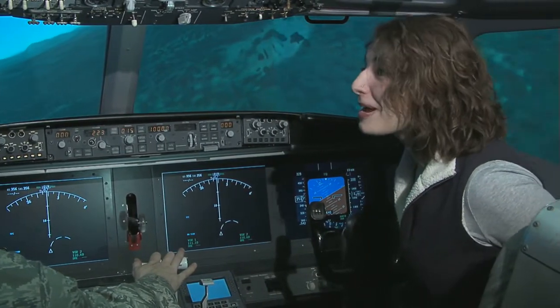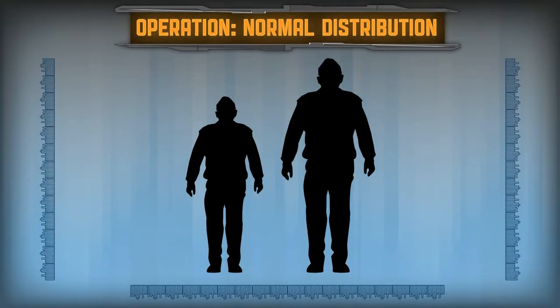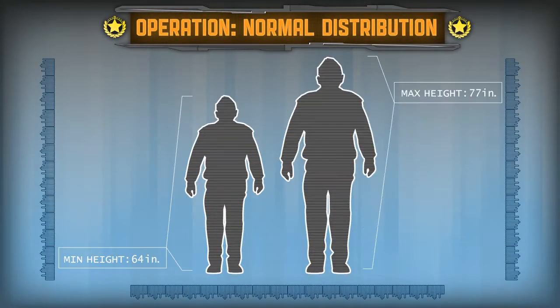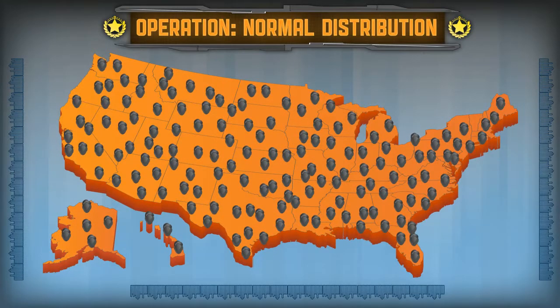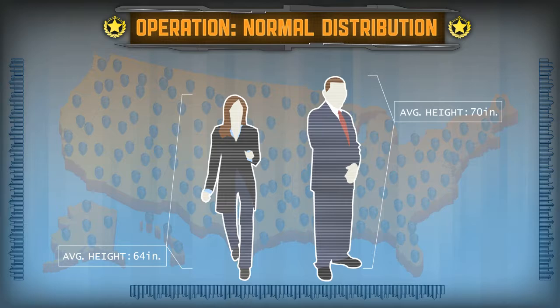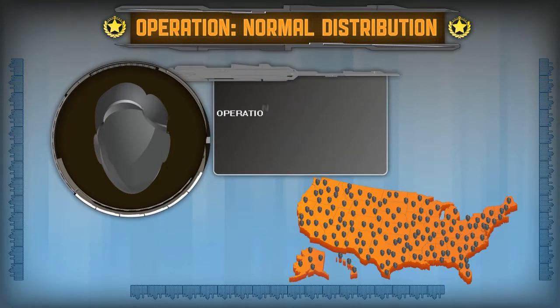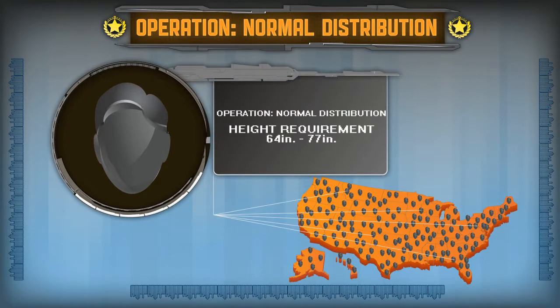This is incredible. It may look like we're in an actual airplane, but this is a flight simulator. Now, in order to become a pilot, your height must be between 64 and 77 inches. In the United States, the average height of a man is approximately 70 inches, or 5'10", and women average 64 inches, or 5'4". Interesting, but it doesn't tell us much about the percentage of adults whose heights fall within the range required for being a pilot.